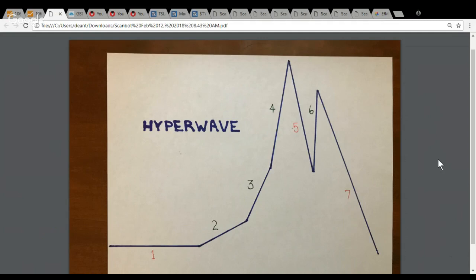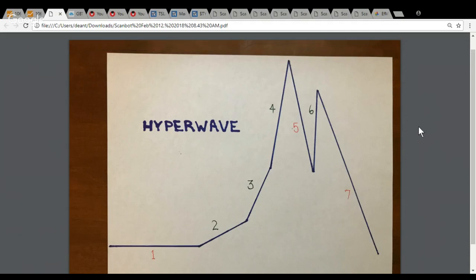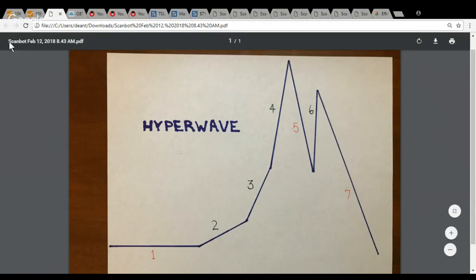Exactly. There are no 2 hyperwaves I've ever seen that are exactly the same. What this chart basically shows is the average, the mean, the median of all the hyperwaves I've ever studied. But each piece of it can be very different. The rules themselves don't change. And let's take a look at what I'm talking about.